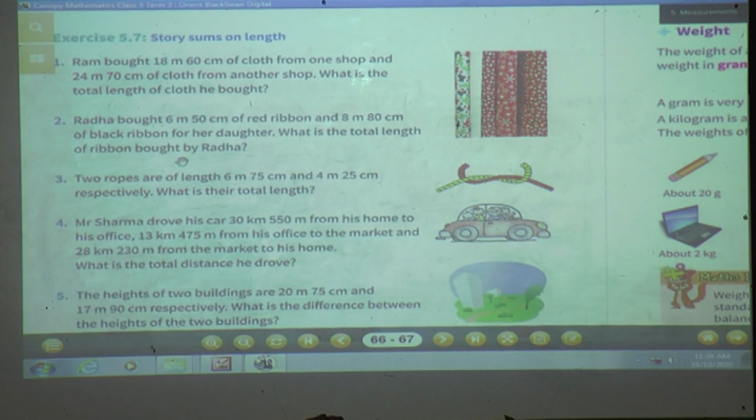Here also the word total is there, so it means we have to do addition again. If we add 6 meter and 50 centimeter and 8 meter 80 centimeter, then we will get the total length of the ribbon bought by Radha. So let us do the addition.